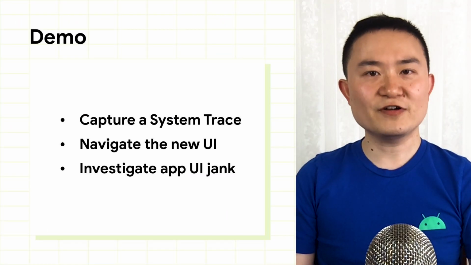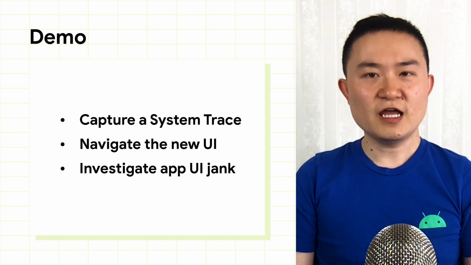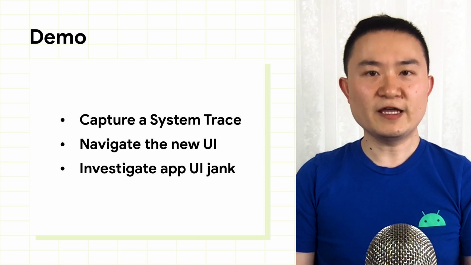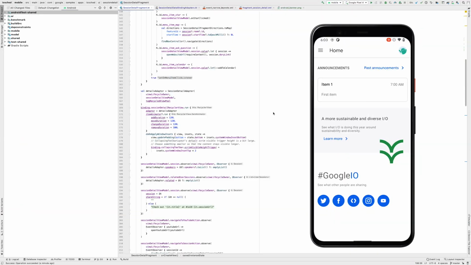Okay, now it's time for a demo. I'm going to first show you how to capture a system trace. Then I'll walk you through the new UI while I investigate a UI performance issue, also known as jank. Here I'm running a sample app called IOSched, the official app for showing Google I/O and Android Dev Summit schedules. The project is open source, and the link will be included in the video description.